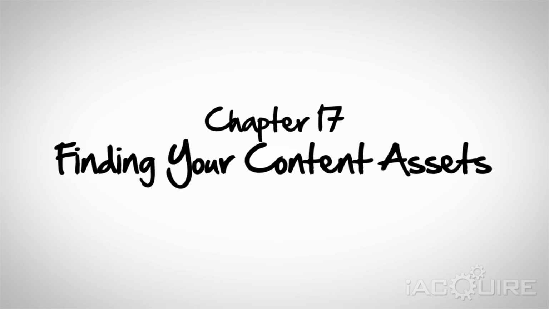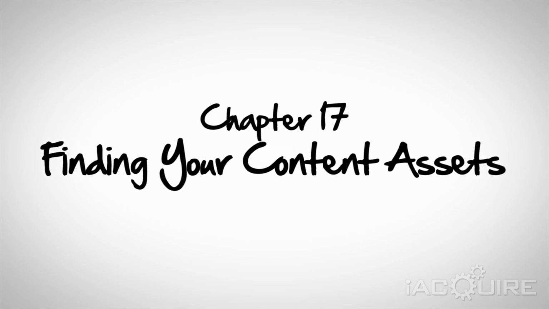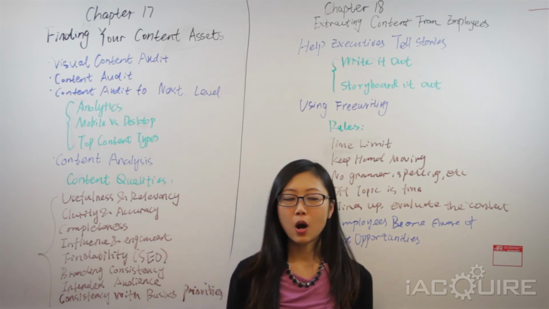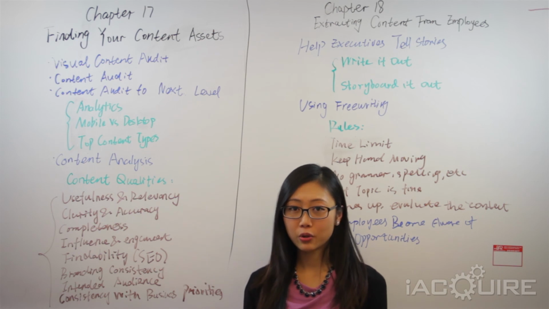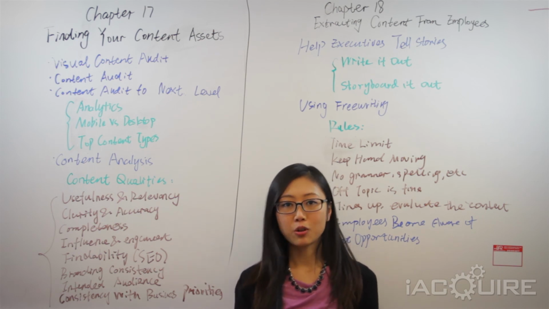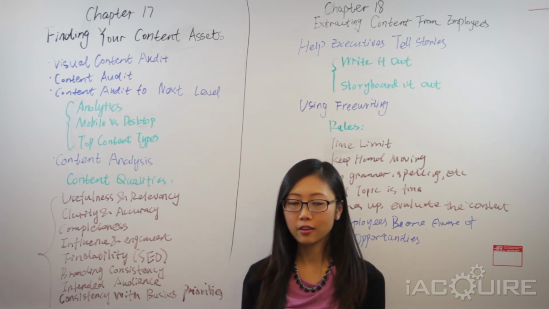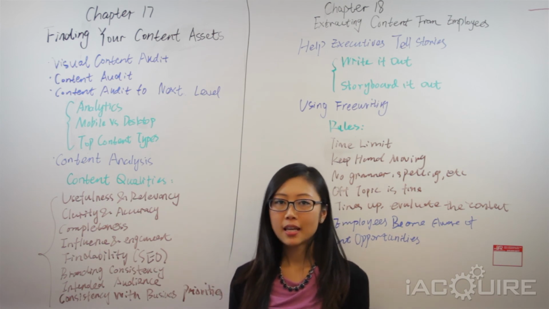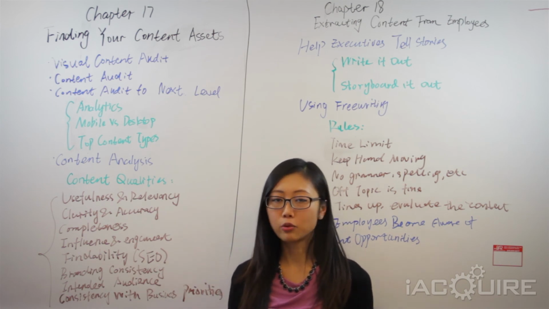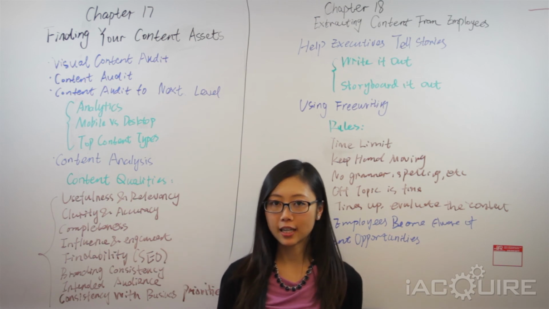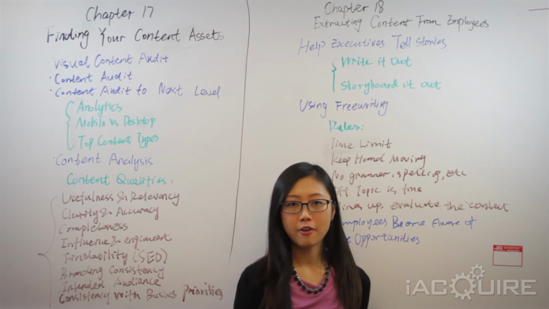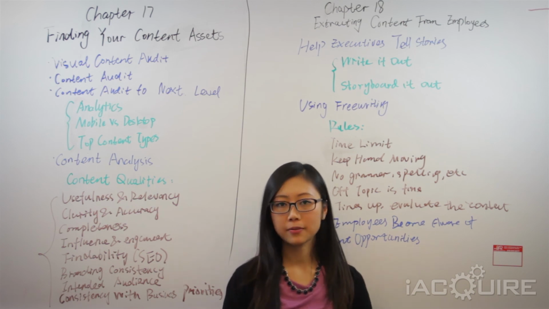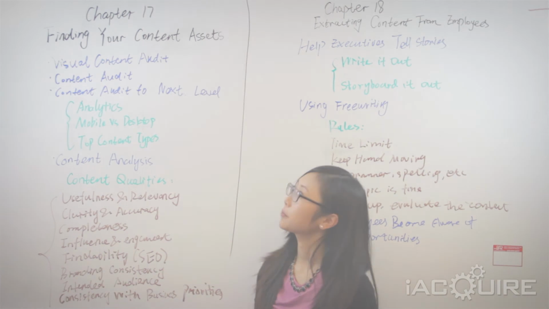I am Jay Li. Chapter 17 is about finding your content assets. When we dig into content marketing and workflow strategy, you realize that you don't have enough brand stories to tell. But no company has a shortage of raw materials for marketing. The thing is, you don't have enough storytelling formats for content marketing materials. So here's what we can do.